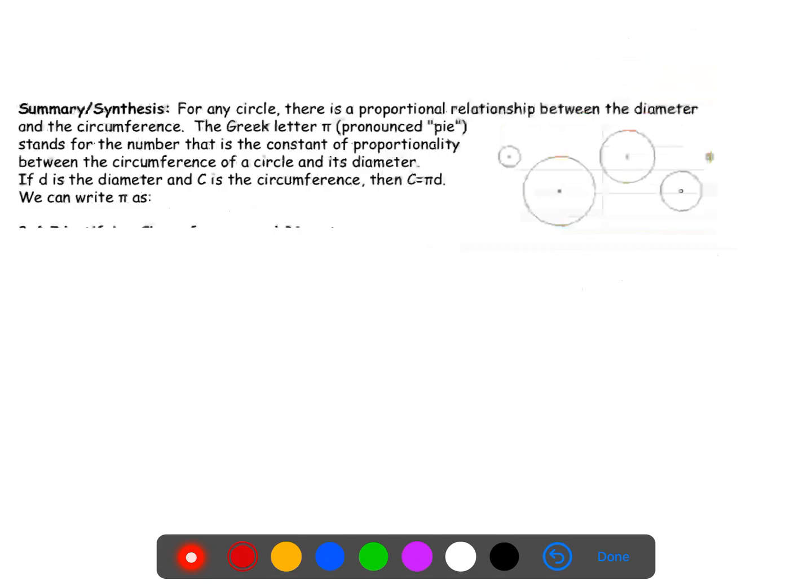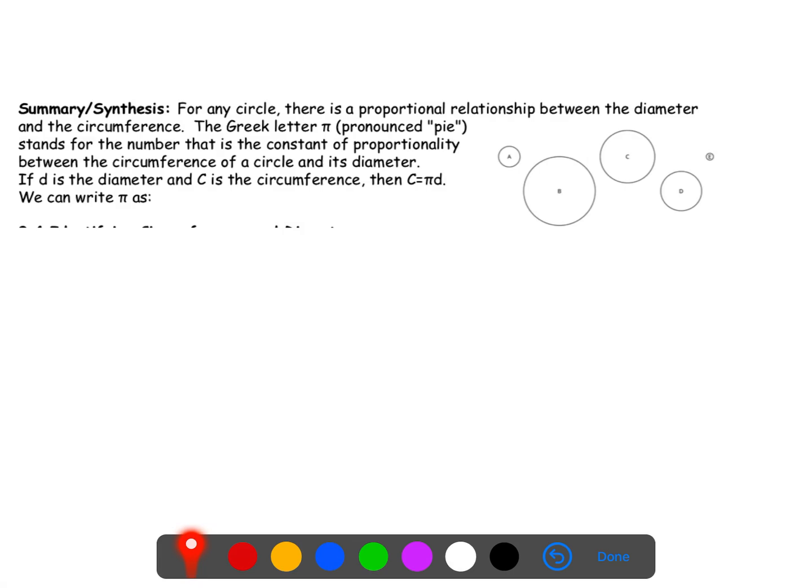Okay, let's take a look at the summary. This kind of clarifies what I'm talking about a little bit, and we're going to keep this idea going certainly for a while in Unit 3. But it says for any circle, and we've got a few shown here, for any circle, there is a proportional relationship between the diameter of the circle and the circumference. The Greek letter pi stands for that number. That's the constant of proportionality, the k value between the circumference of a circle and its diameter.